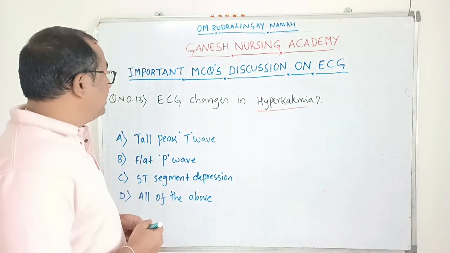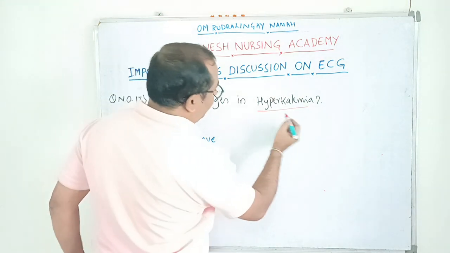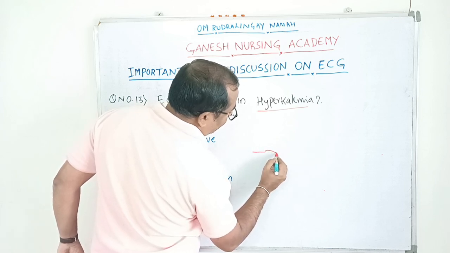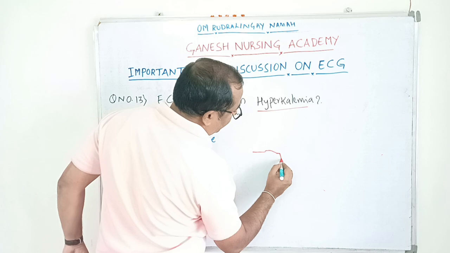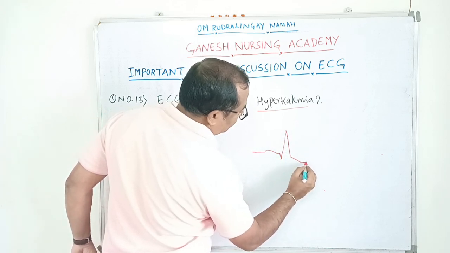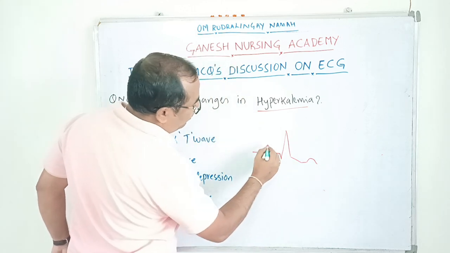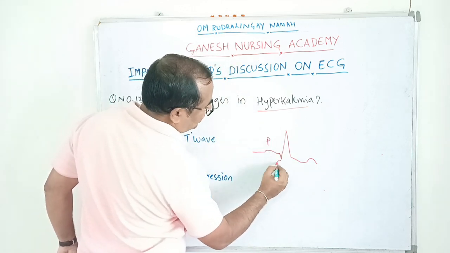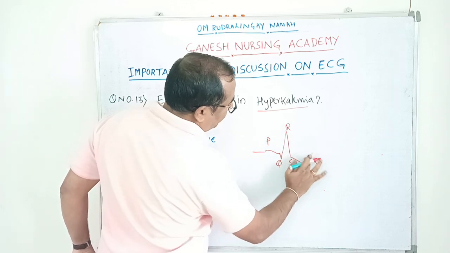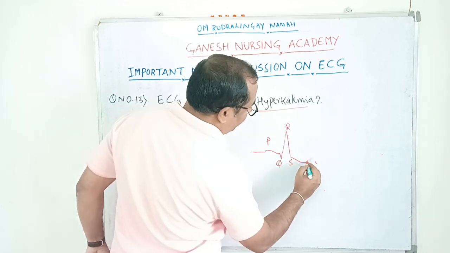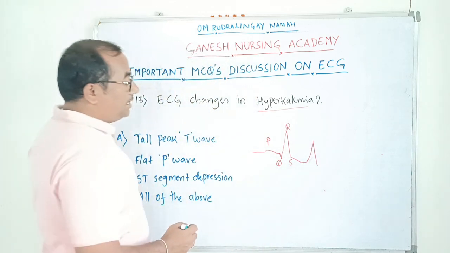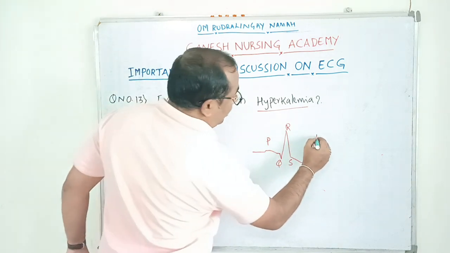What happens in the ECG in hyperkalemia is that the P wave becomes flat. Then there is the QRS complex. So this is the P wave here, and the P wave has become flat. This is the QRS and this is the T wave. What you can see in the T wave is that it is a tall peaked T wave. So these are the ECG changes in hyperkalemia.